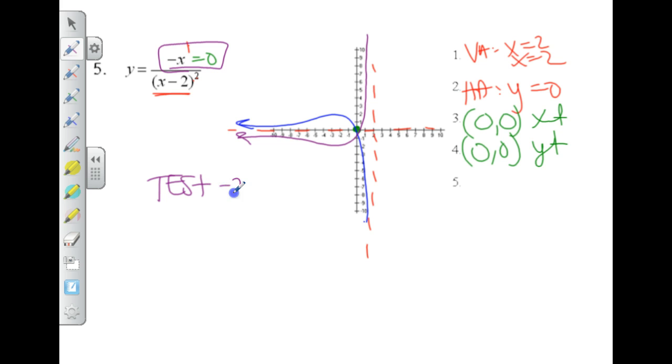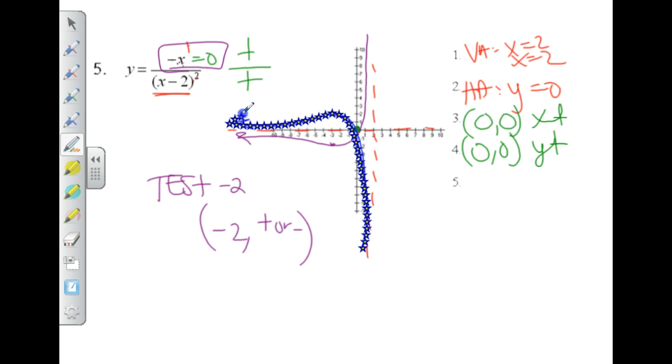So I'll test a -2. And all I really need to know is, is the y value positive or negative? Because if it's positive, then I'll choose blue. If it's negative, I'll choose purple. So let's just plug in a -2 and tell me if it's positive or negative. Well, the opposite of a negative is positive, and anything squared is positive, so now I know it's the blue function. So if I'm going to graph the blue, I'll follow the stars.